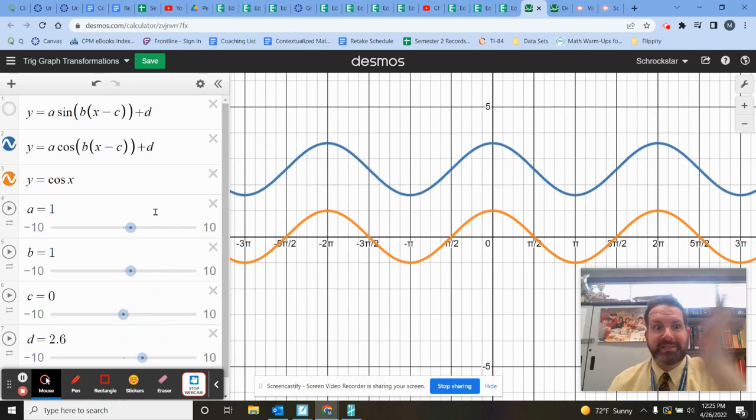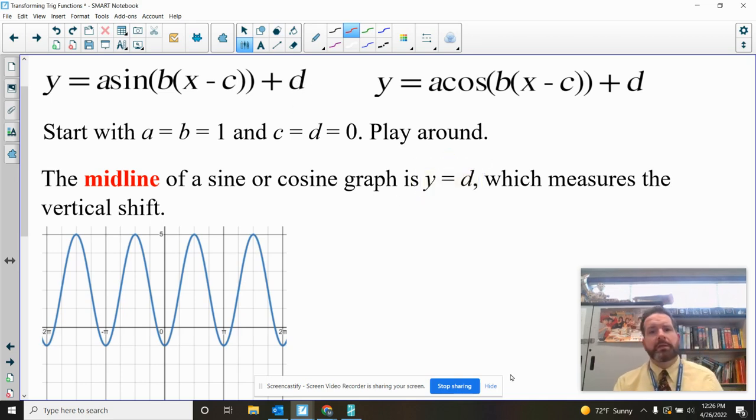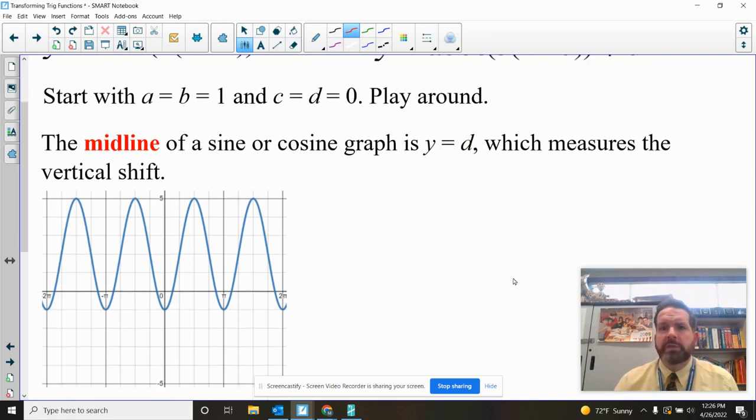I want that to make sense, right? As I look here at my cosine function, if I take a number and add it on the end, that takes whatever my cosine function was and either moves it higher in the y or lower in the y, depending whether that D is positive or negative. So, putting that together, the midline moves, and the midline is determined by what this value of D is. And that's why we say D measures the vertical shift.